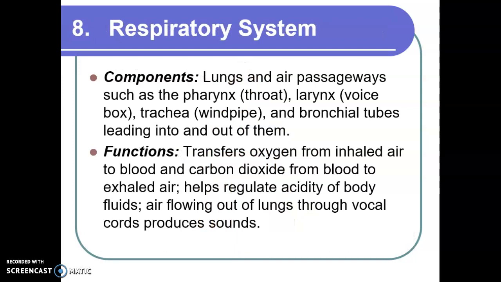So system number 8 is the respiratory system. This is usually one that students remember to write down, because when we think about our body being able to do what it needs to, we need to be able to inhale and exhale. When we look at the specifics, we're looking at organs such as our lungs and our air passageways, like the pharynx within our throat, our larynx, our voice box, or our trachea, our windpipe. And then we also have those bronchial tubes that lead into and out of those structures.